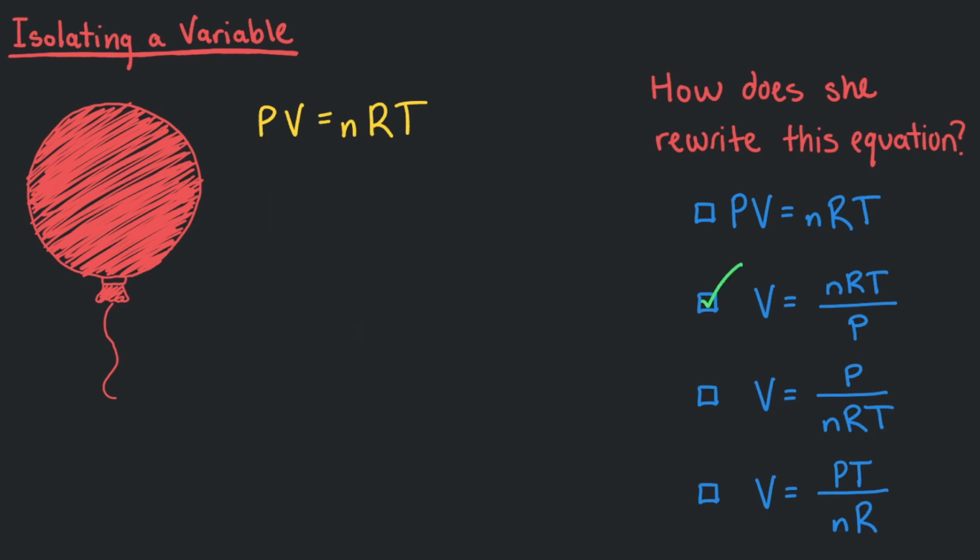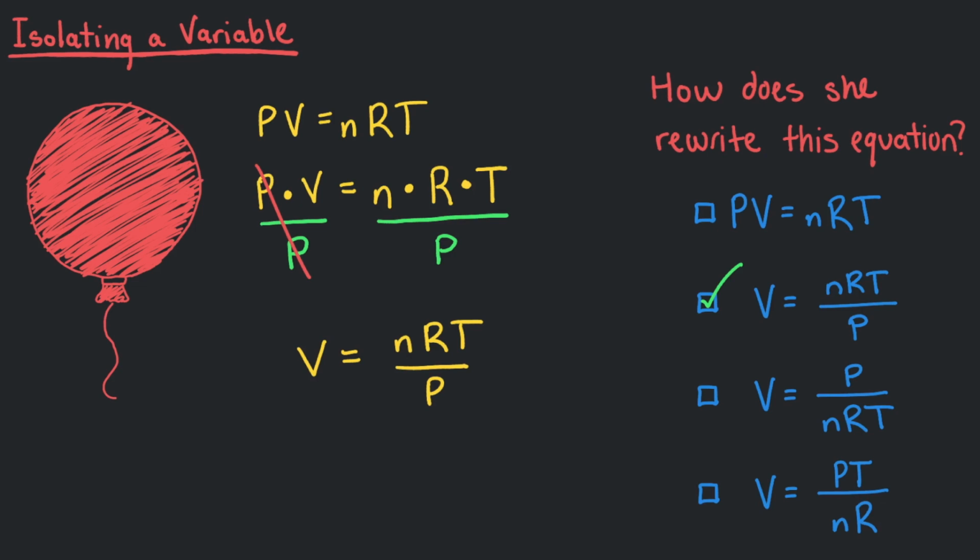Yes, it's important to keep in mind that all variables that are next to each other are being multiplied. So she uses the inverse operation, division. She divides both sides of the equation by pressure to get V equals nRT divided by P. Easy! It's important to keep in mind that variables are just placeholders for numbers. So any operations we can do on numbers are the same for any variables.